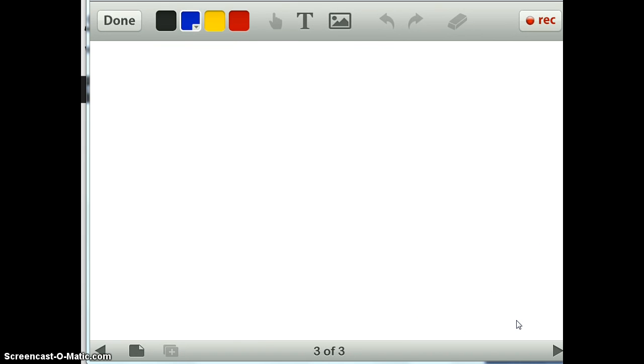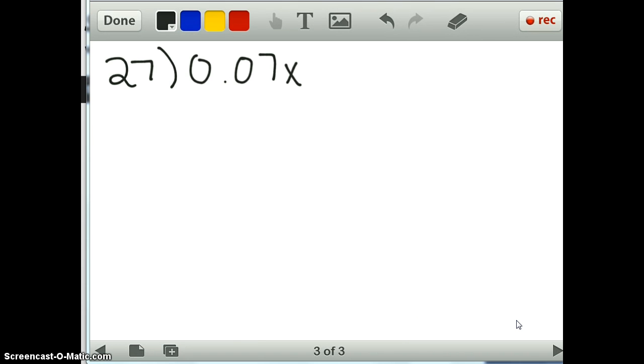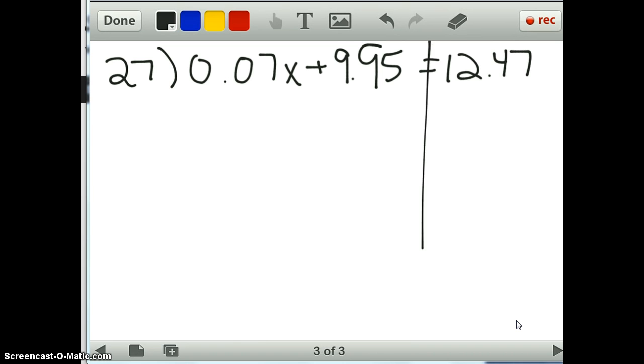Onward! Next question. This one actually is one of the easier ones on the assignment. It says 0.07x plus 995 equals 1247. Draw my line down and people say, oh no, there's decimals. Right, but you have a handy dandy calculator. So, how are you going to undo that? Well, you're just going to subtract the 995 because you undo your adding.